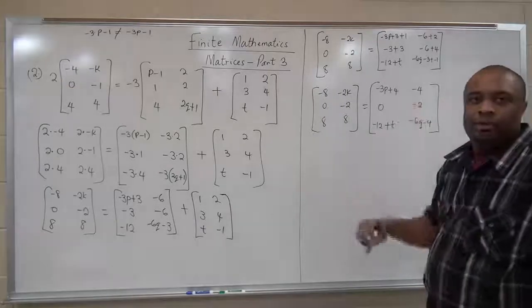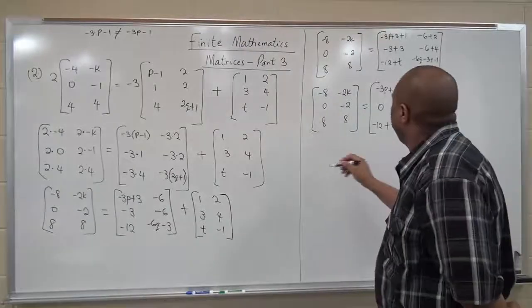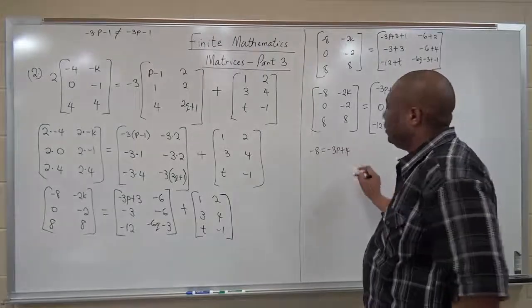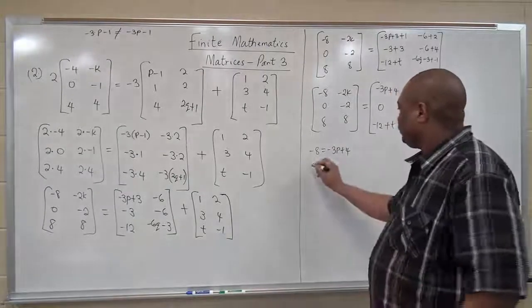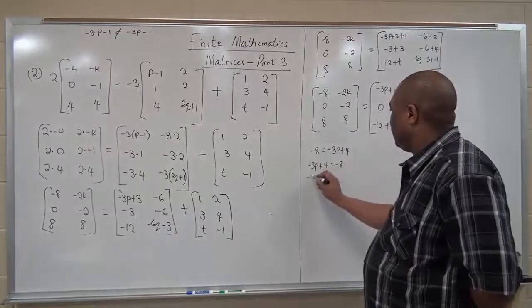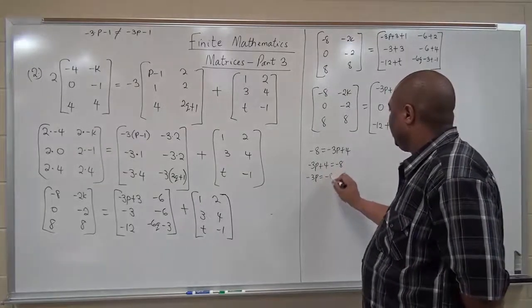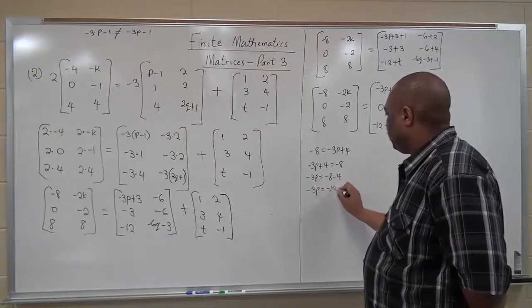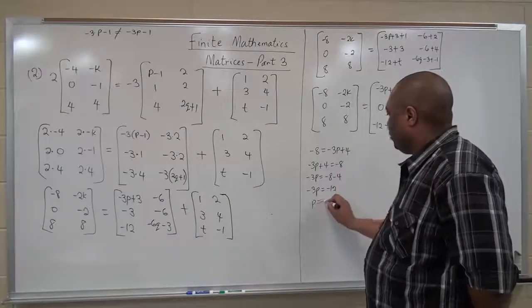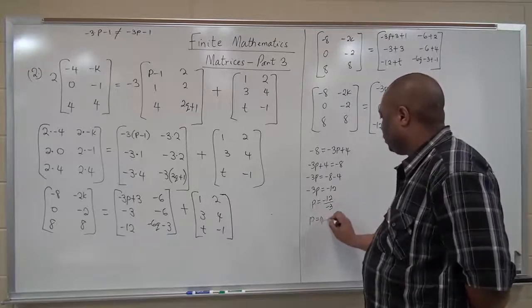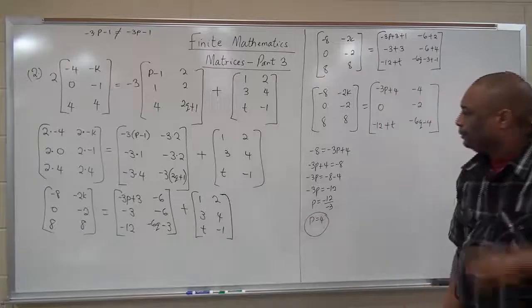Now you can do the equality of matrices. We have that negative 8 is equal to negative 3p plus 4. Let's rearrange that. Negative 3p plus 4 is negative 8. Negative 3p is negative 8 minus 4. Negative 3p is negative 12. P will be negative 12 over negative 3. P will be equal to 4. You have your P.